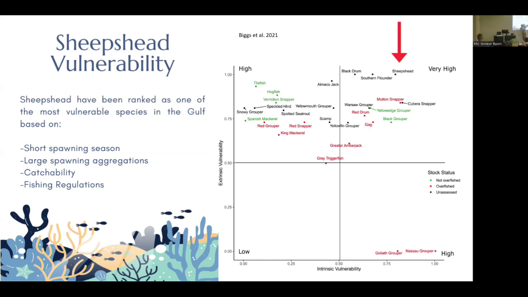Sheepshead, you'll notice, are way up at the top there. So they're kind of enduring the perfect storm of high intrinsic vulnerability and extrinsic vulnerability. They form dense spawning aggregations, and they're also fished commercially and recreationally, and bag limits aren't as strict.